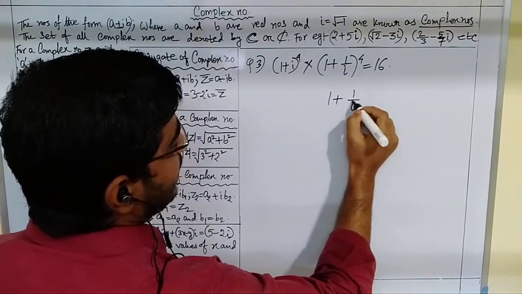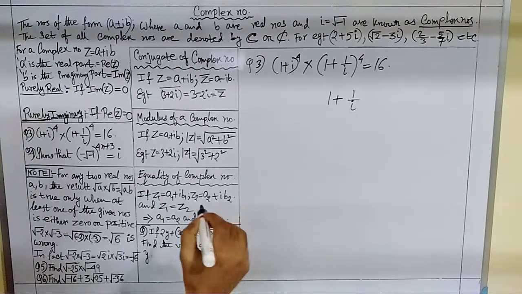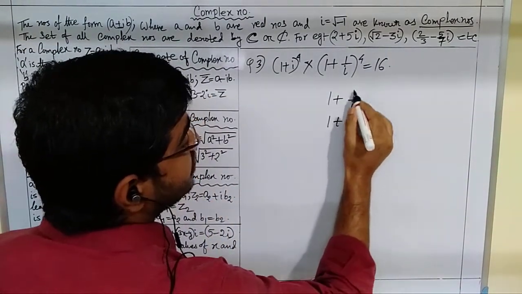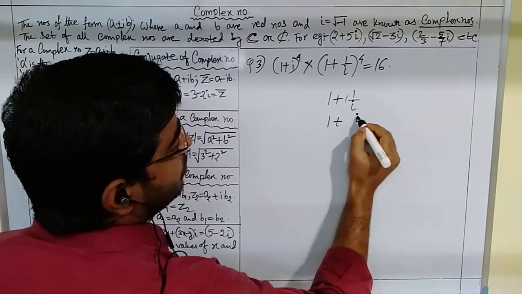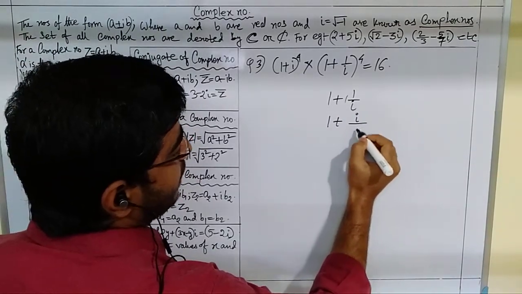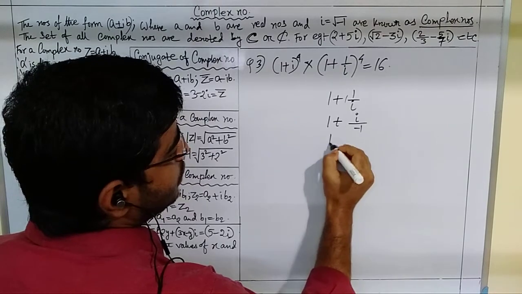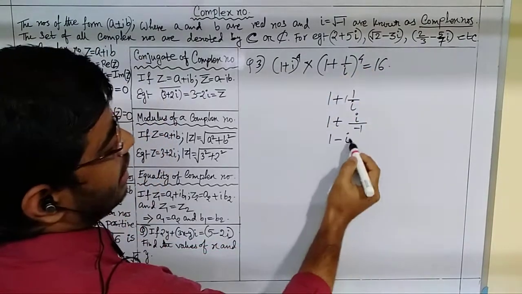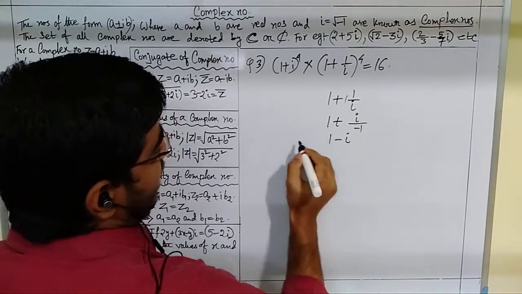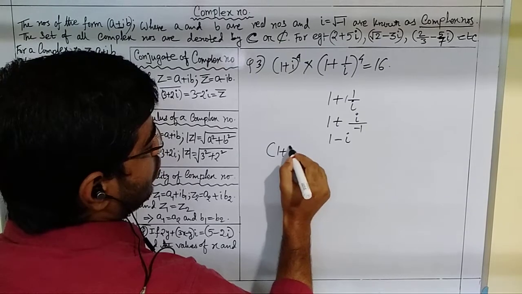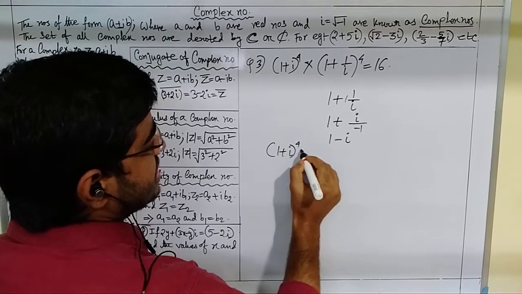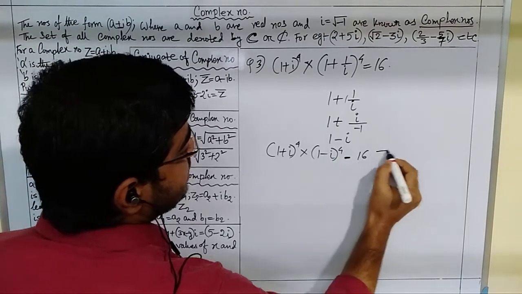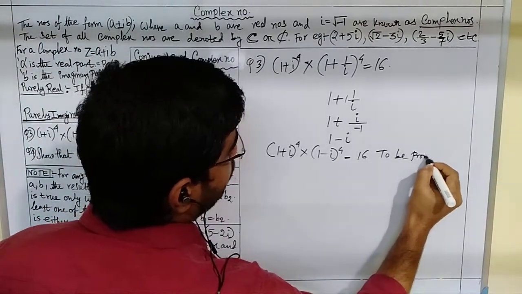1 plus 1 by i can be written as 1 plus, rationalizing this part, multiplying i in the numerator and i with the denominator, so we get -1, so we get 1 minus i. So this again is a complex number. So what is the actual question being framed? 1 plus i whole to the power 4 into 1 minus i whole to the power 4 is equal to 16, to be proved. I have to prove this.